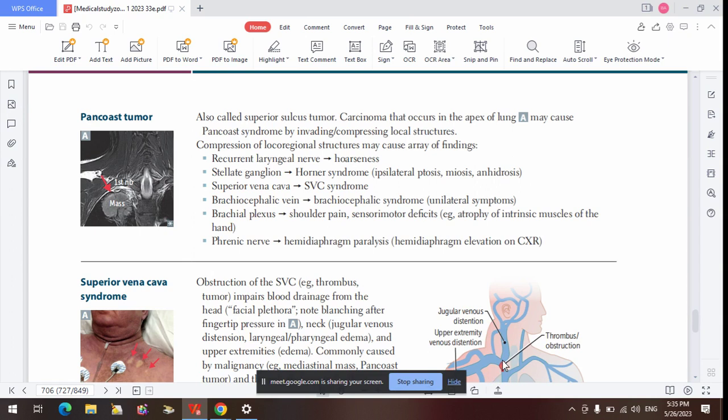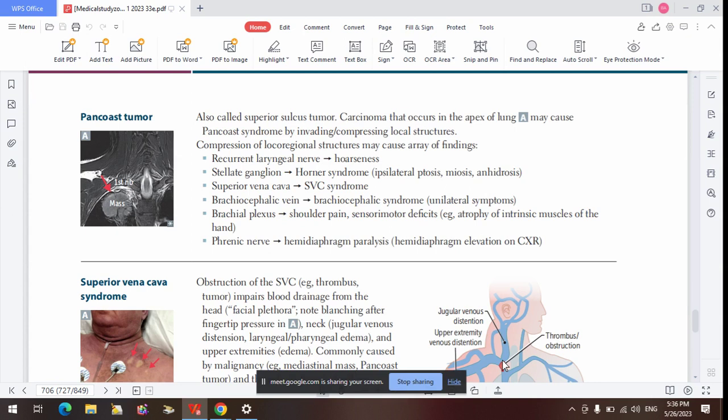Now, if there is compression of the SVC, this is how they will present. It will be bilateral because the SVC is a common pathway to empty blood into the heart. It takes blood from both the right and left sides of the body, especially the head, neck and upper limbs. The head and neck are drained by the right and left internal jugular veins. The right and left upper limbs are drained by the right and left subclavian veins.